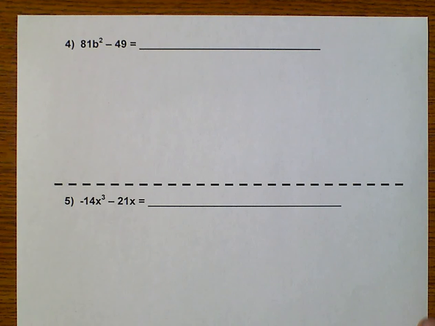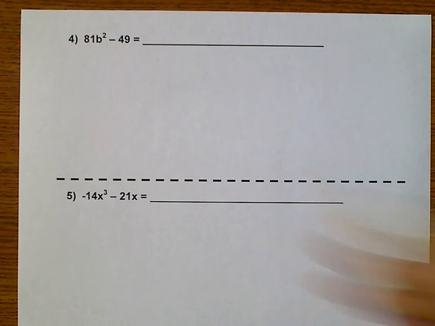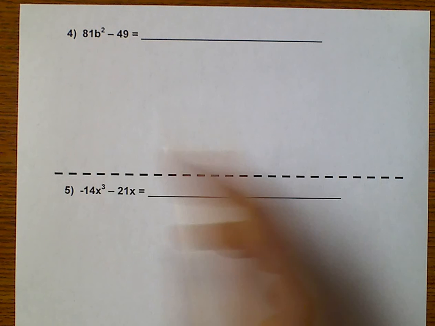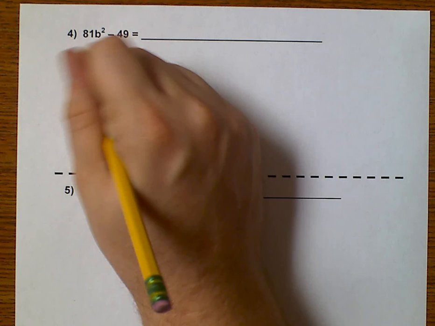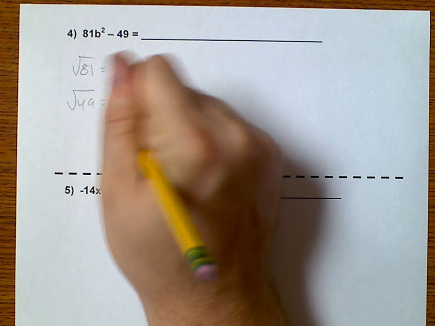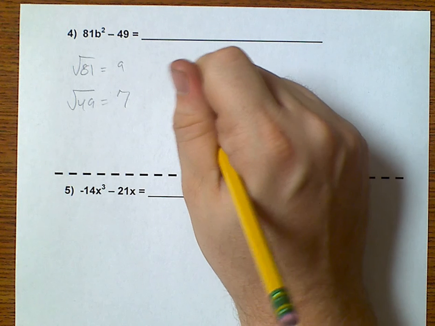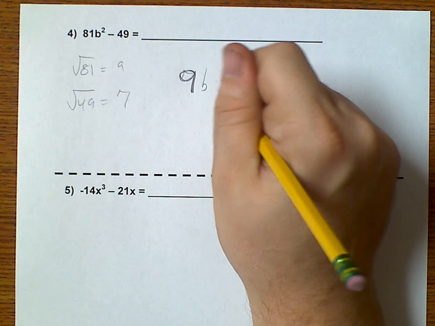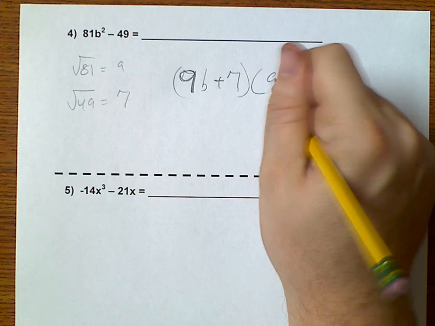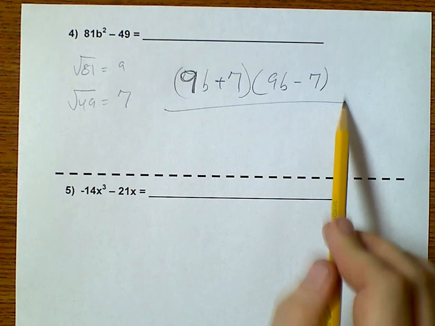Moving on to our next example. I'm looking at this, I'm thinking maybe a difference of squares. Well, 81 is a perfect square. 49 is also a perfect square. The square root of 81 is 9. The square root of 49 is 7. And so this is just 9b plus 7 and 9b minus 7. Simple difference of squares.